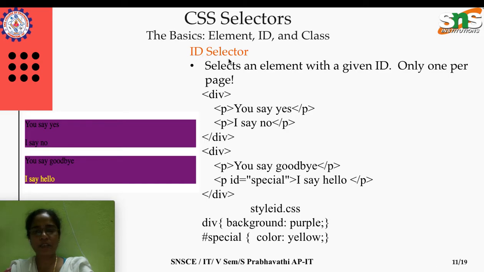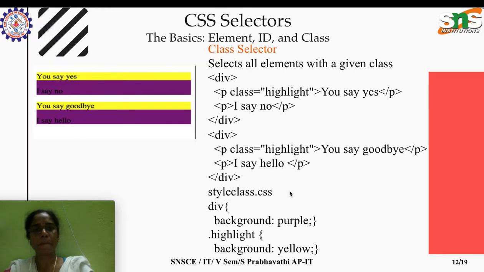So the ID selector is used to select an element, only one element, and we can style that element. If we have n number of the same element and we wish to apply a style for only one element, we can mention that element with the ID value like this. And moving on to the class selector. This is mainly to select all elements within a given class. With an example you will get it clear.